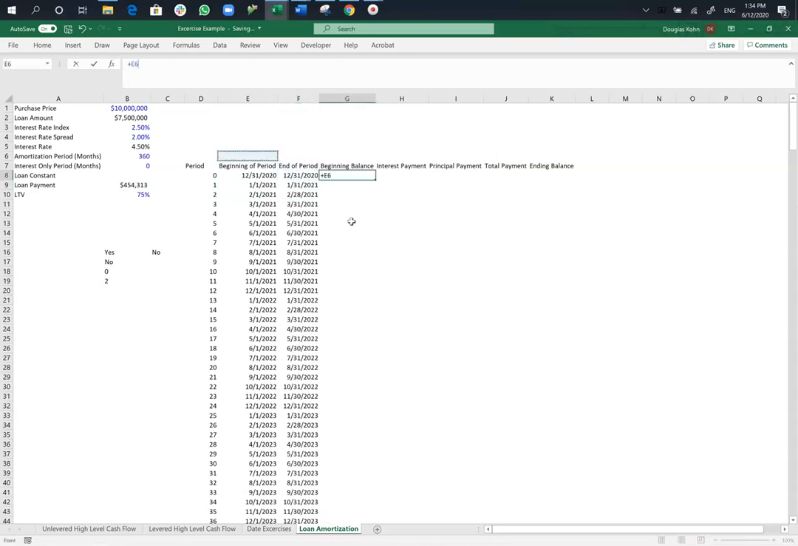Our beginning balance is going to be linked to our loan amount. Interest payment for now is 0, 0, 0. We have no payments in period 0. Ending balance is going to be equal to the beginning balance here. Now, in period 1, the beginning balance is equal to the ending balance of the previous period. So we take that, make these blue for now.